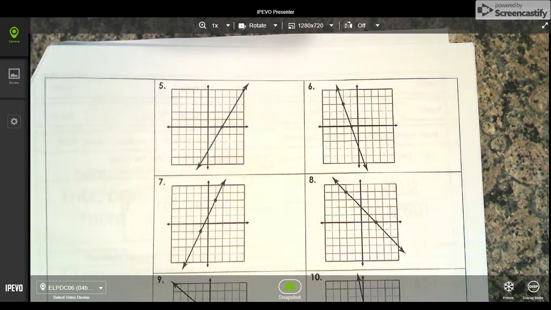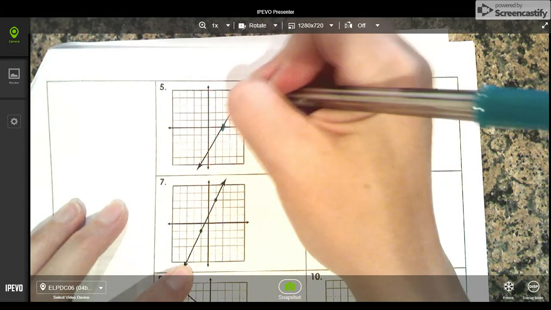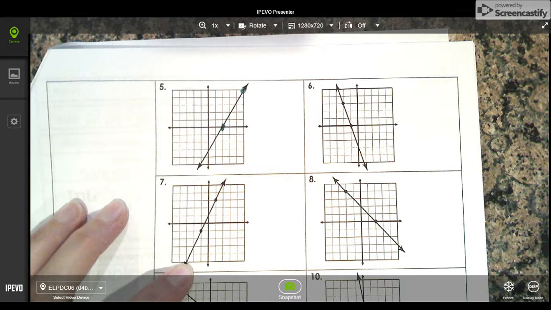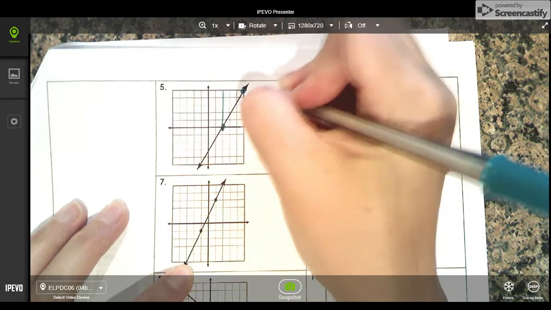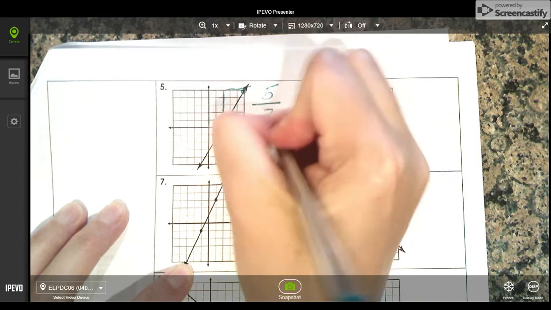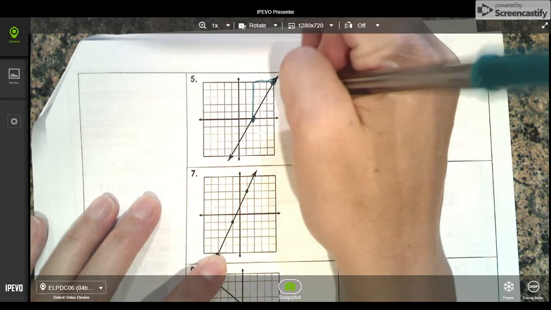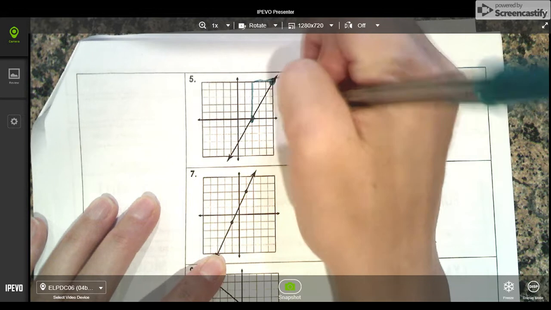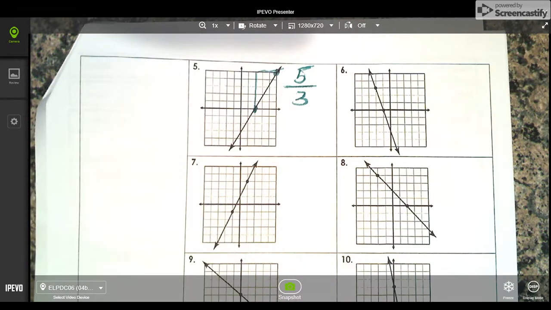All right, I'll do 2 more. So go to 5 and 6 on the back. So dot, dot, count up, 1, 2, 3, 4, 5, up, and 1, 2, 3 over, and I went right, so it's positive. Sorry, I don't know why it's so glary. 5 up, 3 over, positive, and then 5/3 does not reduce.